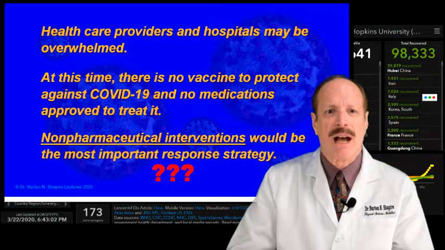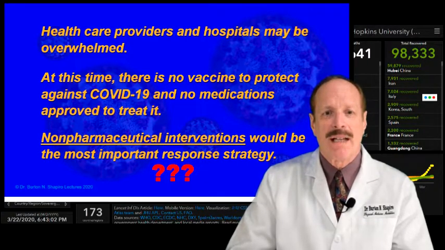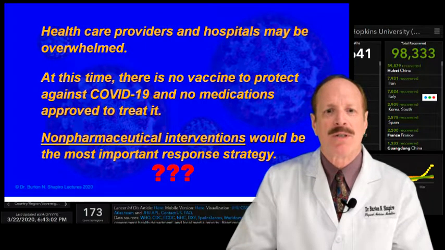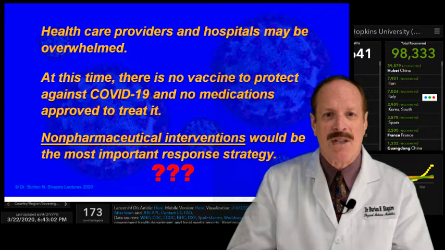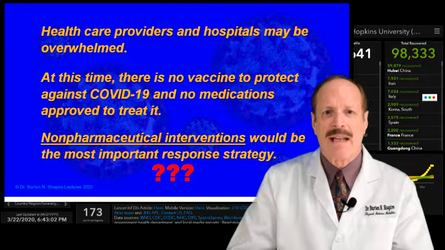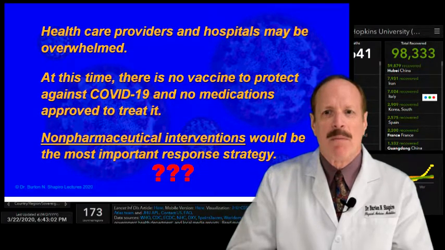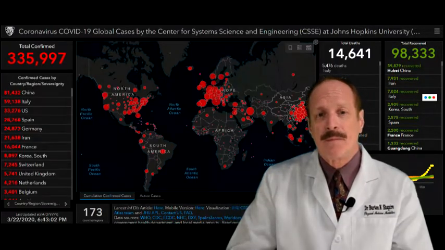So the healthcare providers and hospitals may become overwhelmed. At this time, there's no vaccine to prevent against COVID-19, no medications to treat it. Non-pharmaceutical interventions would be the most important response strategy. The CDC response, there's a global effort at this time to focus on this virus and mitigating its impact. The government is working with partners in state, local, tribal and territory areas to help ameliorate this. The public health response is multi-layered. There are detection kits, and they're mostly looking at the SARS-CoV-2 as a way to identify it.